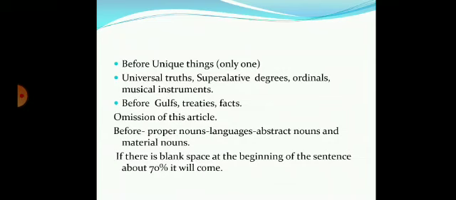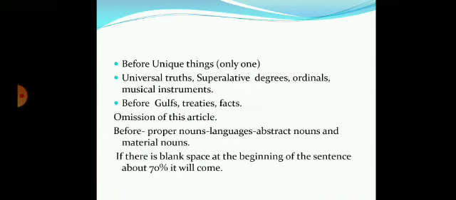Next point is, it is used before the names of universal truths. These are the truths. They are true in this world. They are called universal truths. The blood is red. The sugar is sweet. The earth is round. Like these truths, before the names of superlative degrees, this definite article is used.